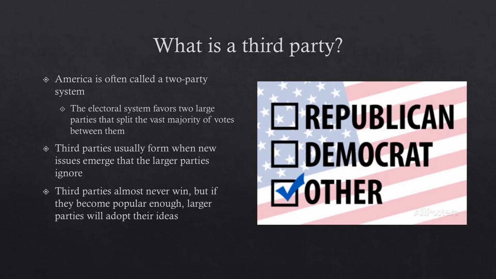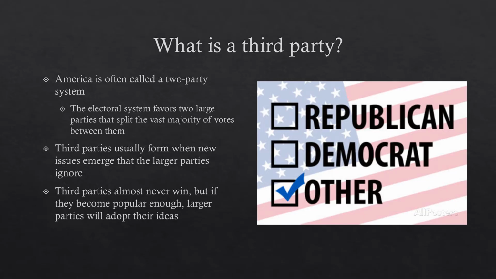But they do rise up from time to time, and they usually form when some kind of new pressing issue emerges that the larger parties aren't talking about. So we'll see this with the Populist Party. We'll see it again with the Prohibition Party, which argues for the outlawing of alcohol. And we see it today with the Green Party, which calls for environmental reforms, and the Libertarian Party, which calls for reduced government interference and the ending of the war on drugs.